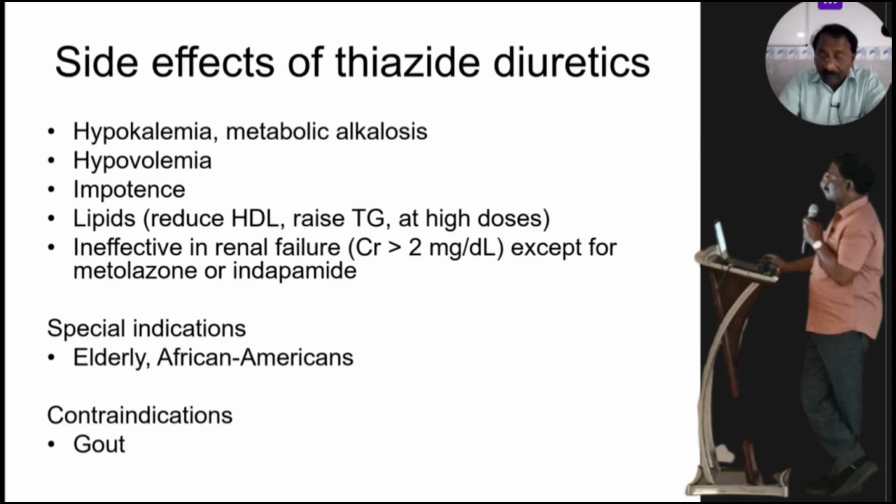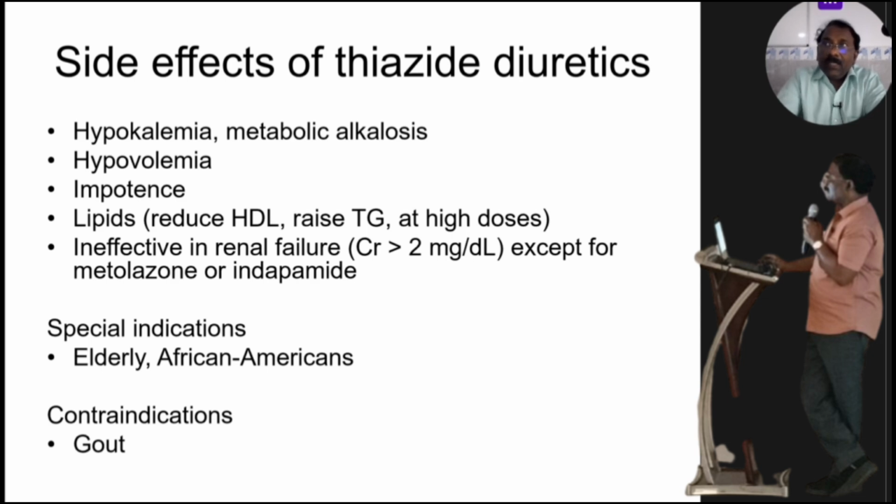Diuretics are very easy to use, but most of the time if you use higher dosages, you can invite a lot of side effects, especially electrolyte imbalances, sometimes metabolic side effects, sometimes hyperuricemia, etc. Hypokalemia and hyponatremia are very common, as is hypovolemia, and it leads to metabolic alkalosis. Impotence is not that common with diuretics, but very common with beta blockers. But sometimes with large doses of diuretics and prolonged therapy, it may cause impotence.